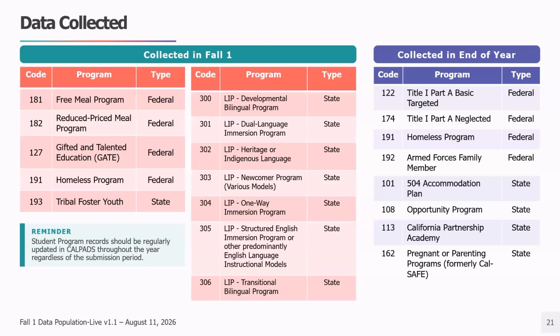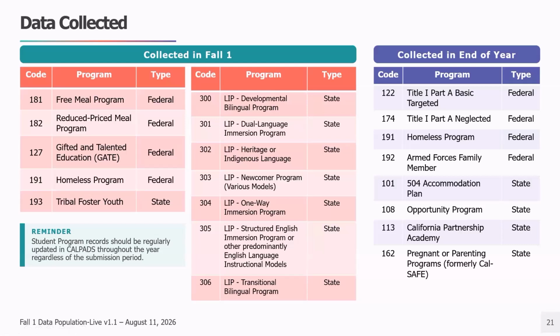So other programs that students may be participating in will not show up in Fall 1 reports, but will appear in the end of year reports. So even if you submit the data now, these programs will show up in the end of year reports and not in Fall 1. This includes Title I, Part A programs, armed forces, pregnant and parenting, and so on. You may also notice that homeless program records 191 will appear in both Fall 1 and end of year reports.